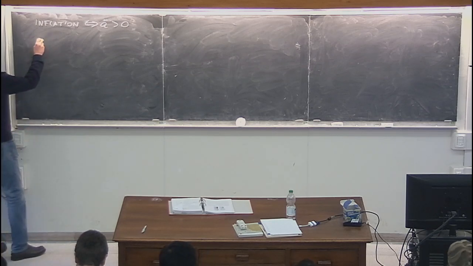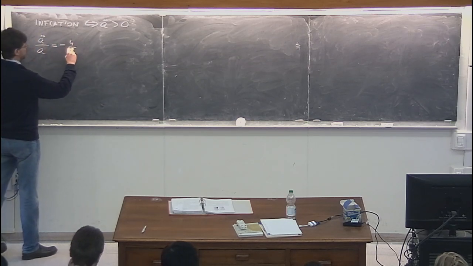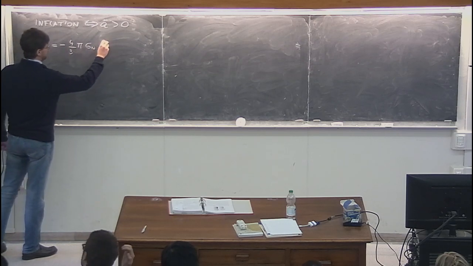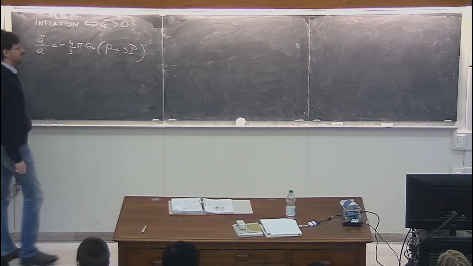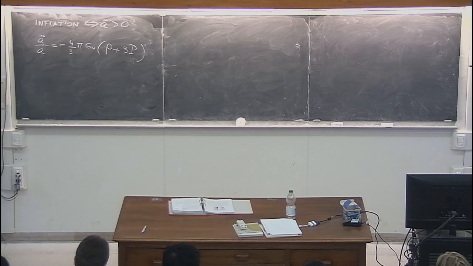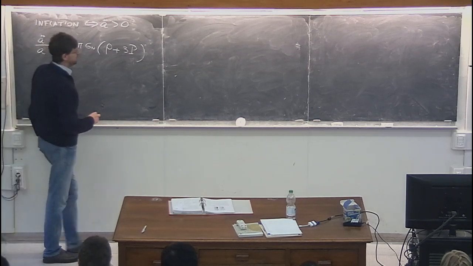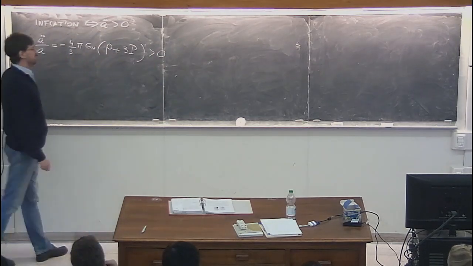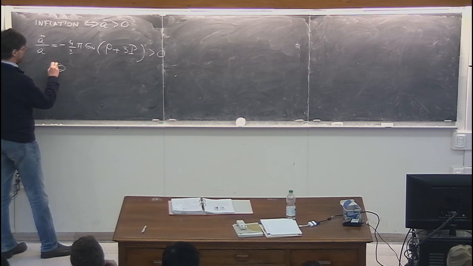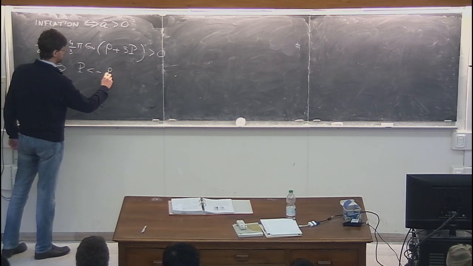So let's go back to the equation that we wrote yesterday, a double dot over a equal to minus 4 pi G Newton divided by 3 times rho plus 3p. If you remember, rho was the energy density of the fluid that I have put in my universe, and p was the pressure density. So from this relation, you see that if I impose that a double dot is larger than 0, then this is true only if p is smaller than minus rho over 3.